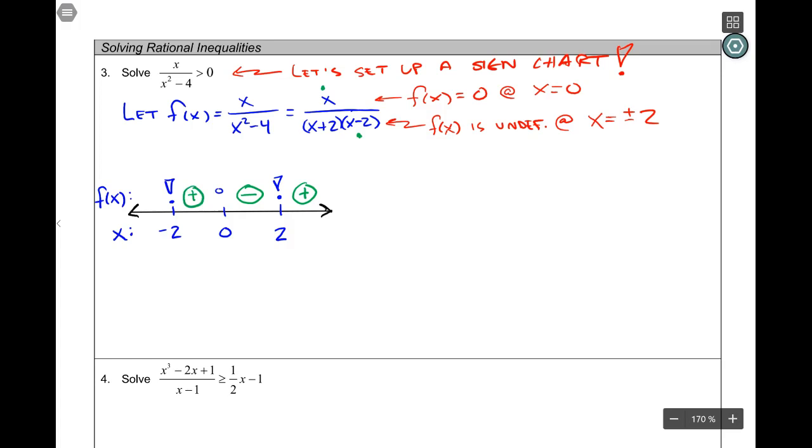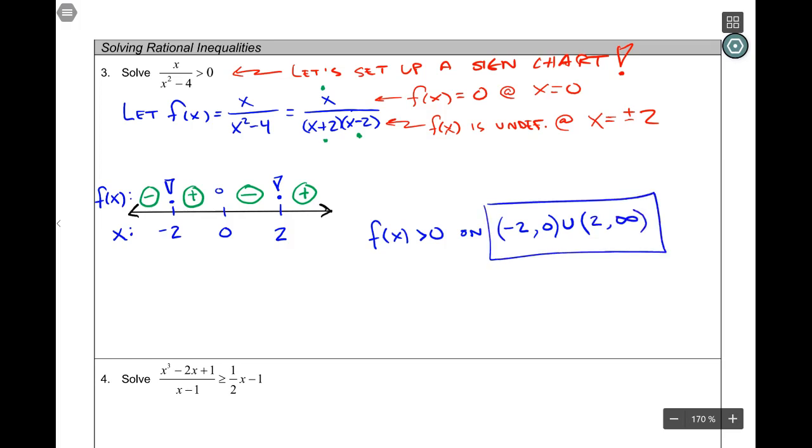Last but not least, once I cross over to the left of negative 2, x plus 2 becomes negative. So now I have three negatives. That results in a negative result. So there's my sign chart for this problem. So let's go back and answer the question now. We want to know when f of x is greater than 0. So I'm going to say f of x is greater than 0 on the interval from negative 2 to 0. And I have to union that with the interval from 2 to infinity. Alright, so that was pretty easy. Let's move on to the next example.